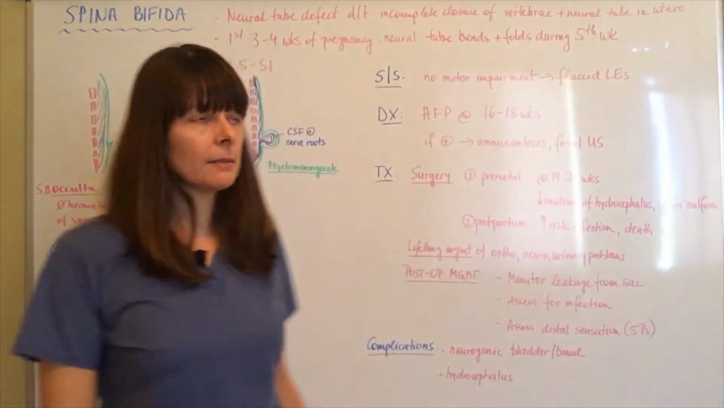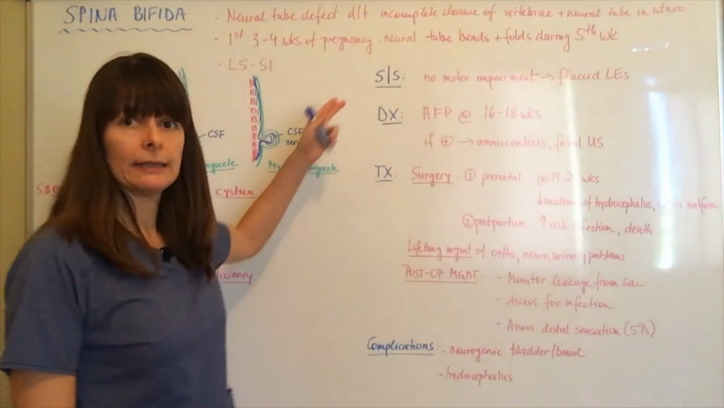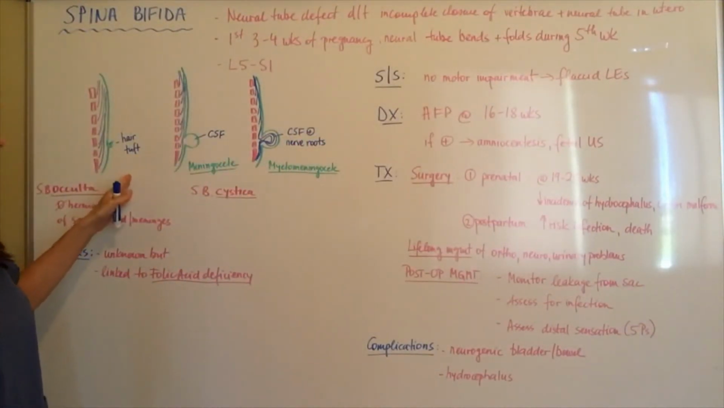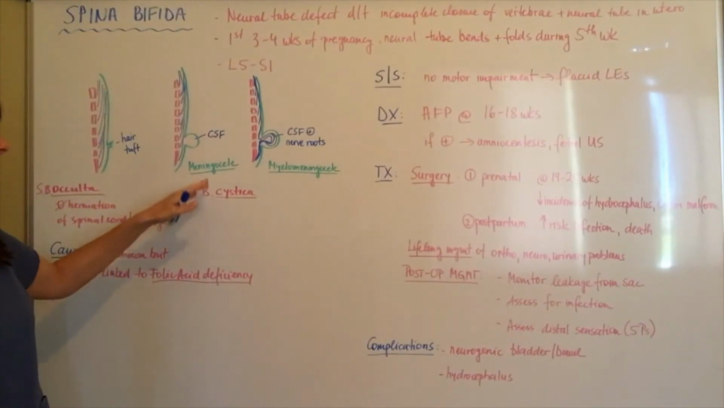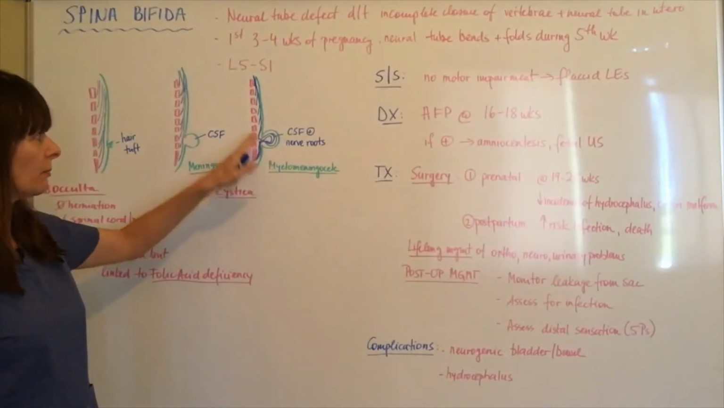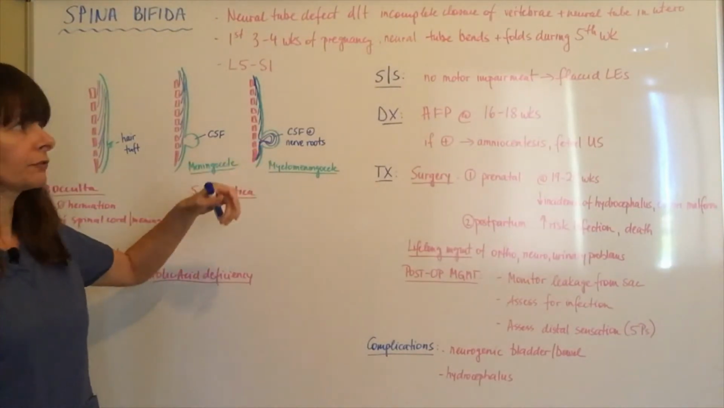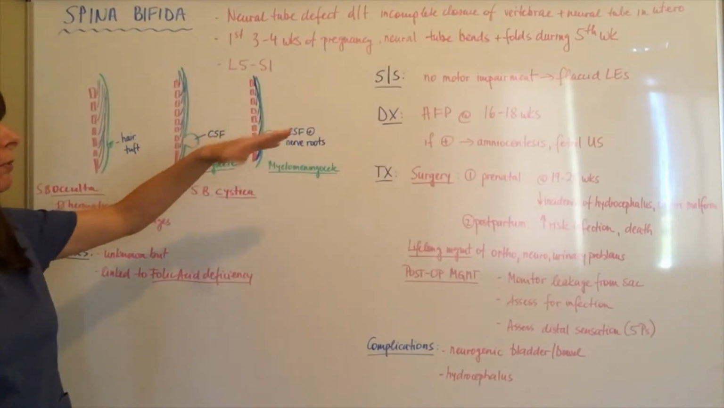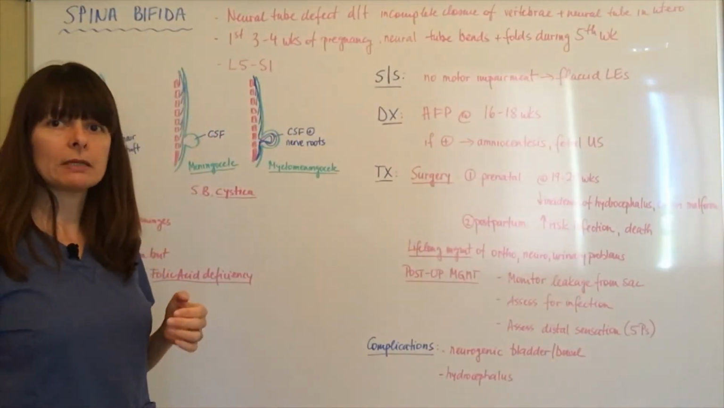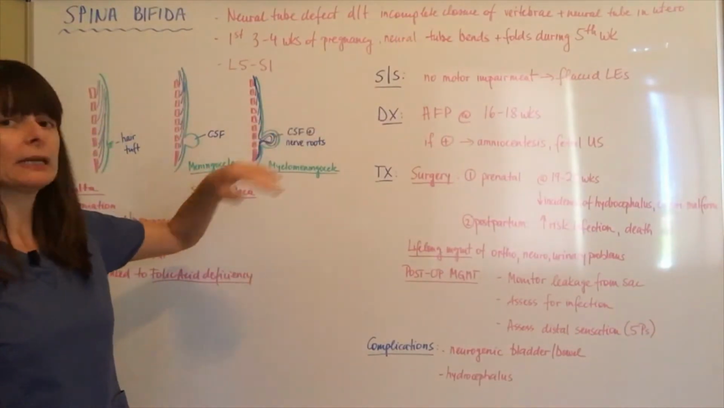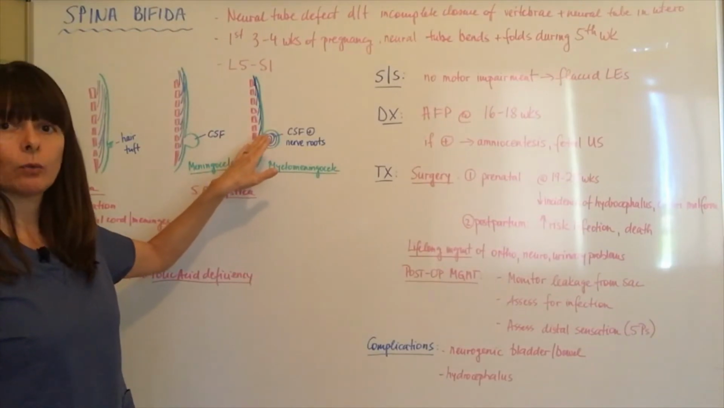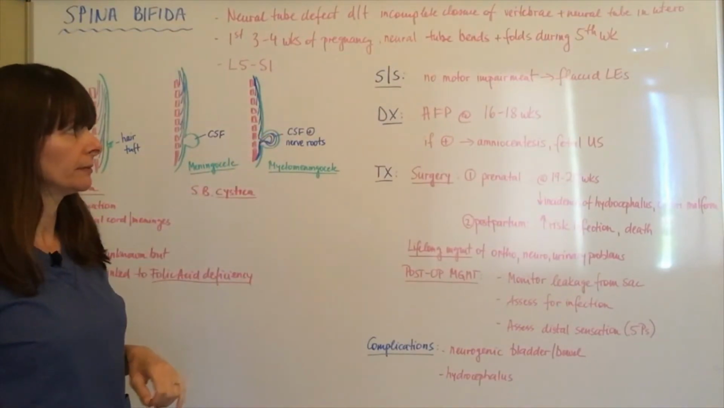Now, signs and symptoms will depend on the degree of the protrusion. So it will depend if it's Spina Bifida Occulta or if it's cystica with meningocele or myelomeningocele. So again, depending on if the nerve roots are involved or not, the patient might have no motor impairment, they might have complete control over their lower extremities, or they might have completely flaccid lower extremities, depending on how many nerve roots and what nerve roots are really involved here.